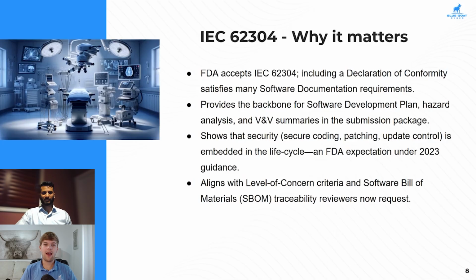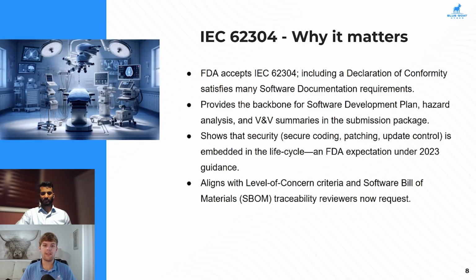Now, why does it matter? The FDA accepts IEC 62304 to satisfy many different areas of the software documentation requirements. Software documentation is going to be a little bit different from cybersecurity, but it usually acts as a very good entry point and sort of a backbone of a cybersecurity submission. This will go right into how we talk about our development plan, our hazard analysis, and our V&V summaries in the submission package. One requirement under cybersecurity testing is security requirement testing. This can be covered under that V&V, and so it's something that might get skipped by other parts of security testing done by a third-party assessor. It's important to have this full coverage here.